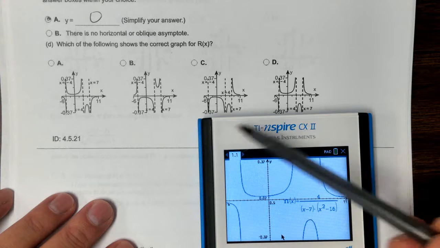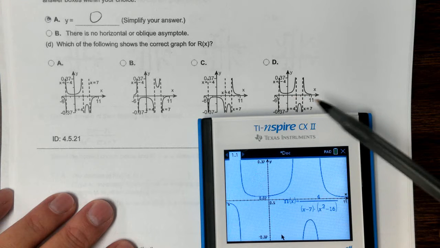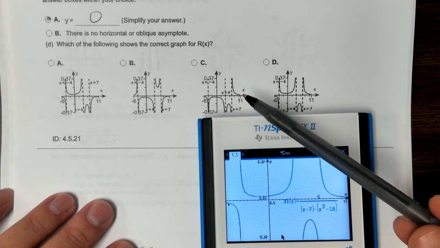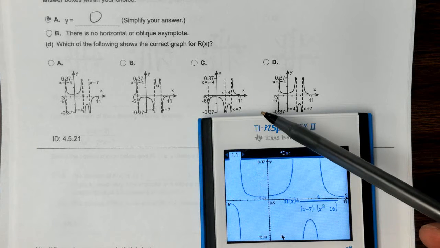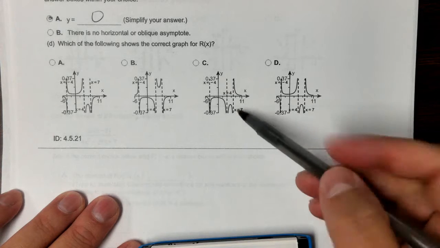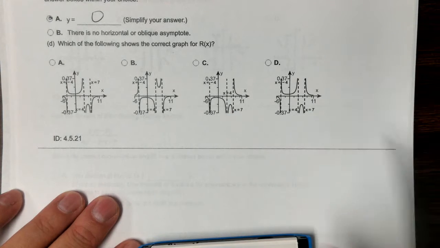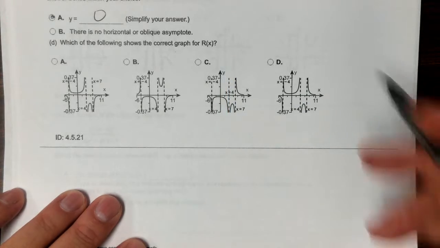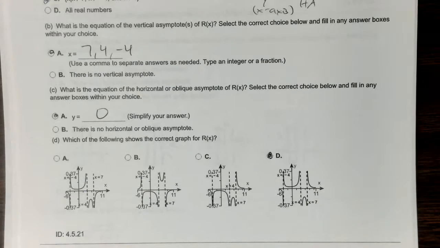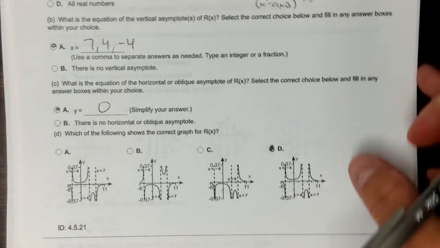Let's see. Is it D or is it? Yeah, it's D. You're right. Good job. Oh, because of this part. Yeah, and it's upside down. Right. Okay, good job. Okay, very good.